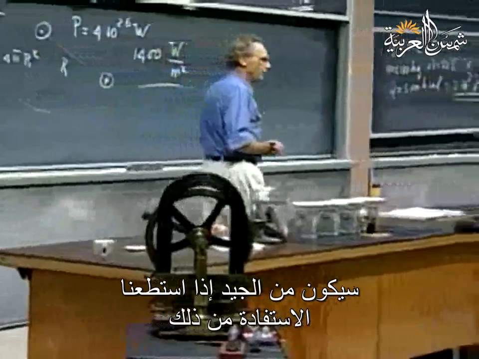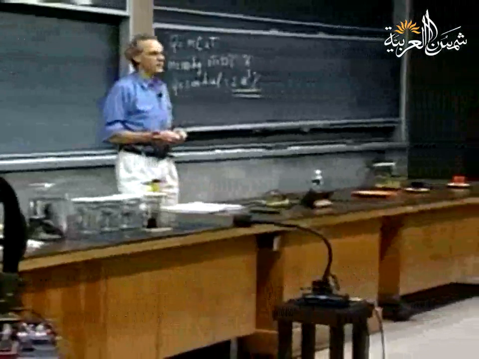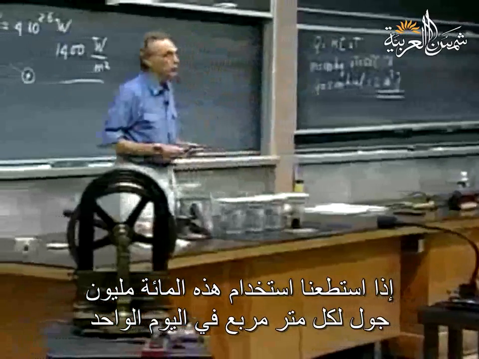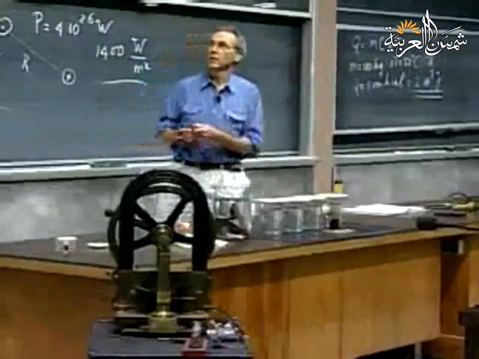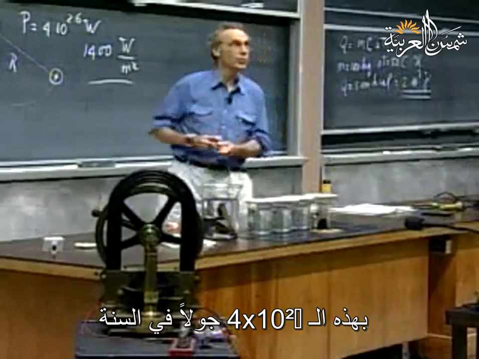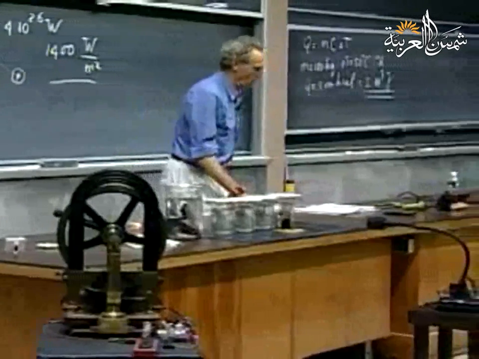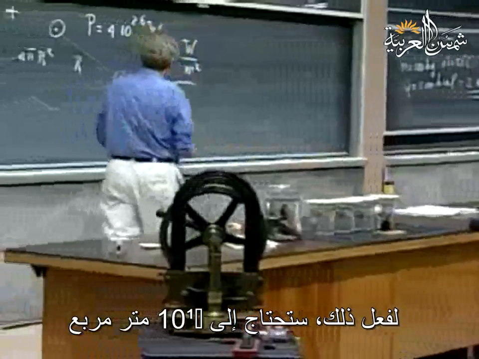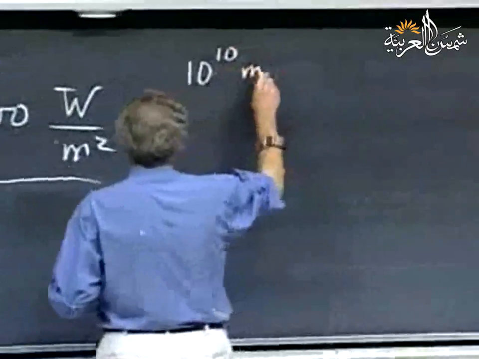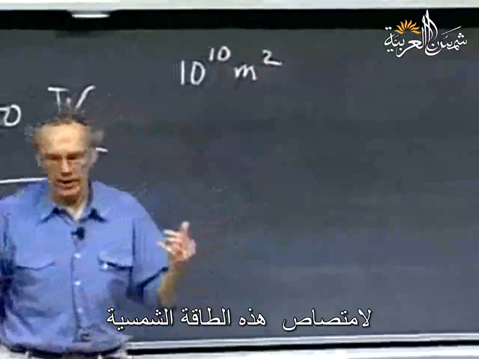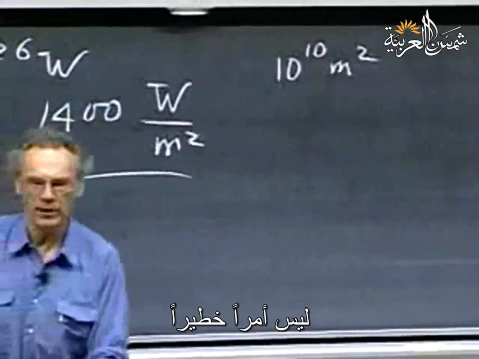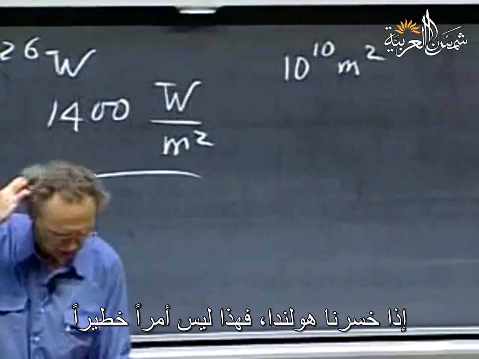It would be nice if we could harvest that, and use that 100 million joules per square meter per day to provide the world with this 4 times 10 to the 20 joules per year. To do that, you would need 10 to the 10 square meters to absorb that solar energy. That's trivial. That's only the size of Holland. No big deal. If we lose Holland, that's no big deal.